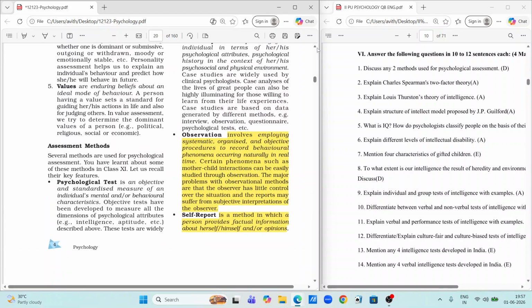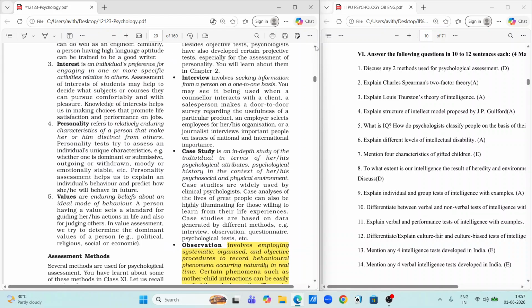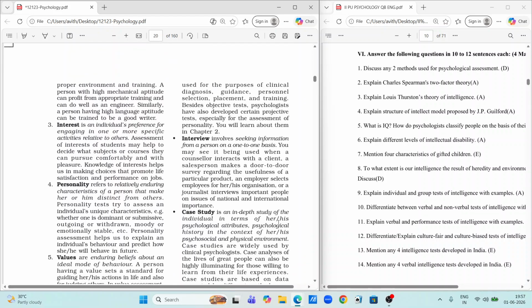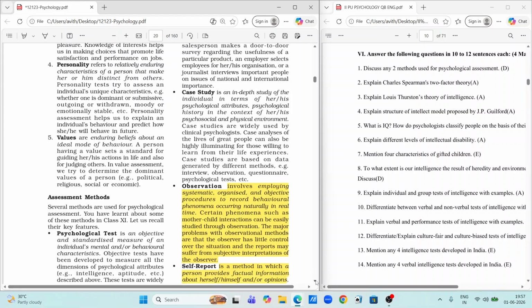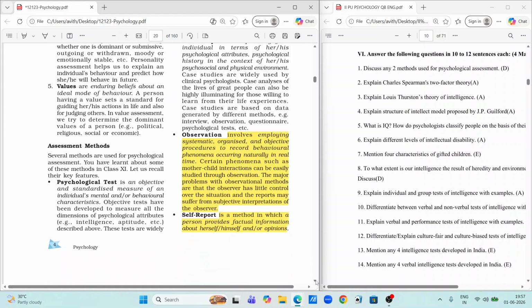Under assessment methods, you have different methods used in psychological assessment. First one is psychological test. Second, interview, case study, observation, and self-report. So the question is, explain any two methods. So any two you can explain.